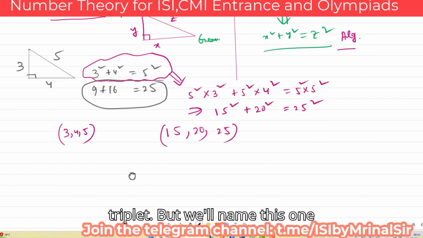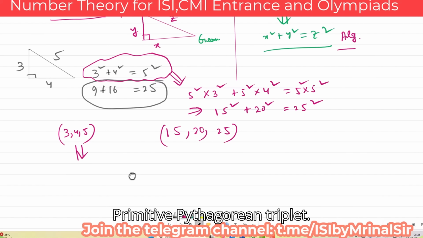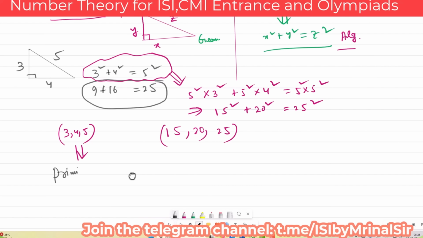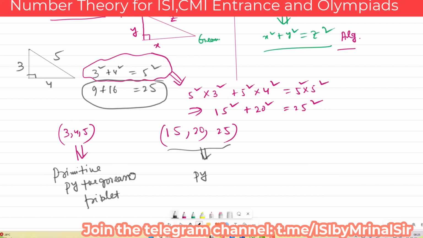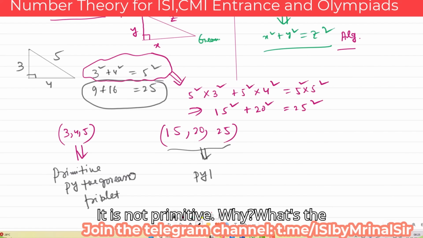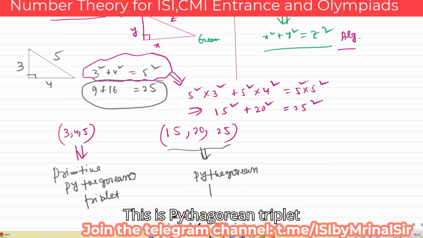But we'll name this one as a primitive Pythagorean triplet, and this one we'll name as just a Pythagorean triplet. It is not primitive. Why? What's the difference? This is a Pythagorean triplet.